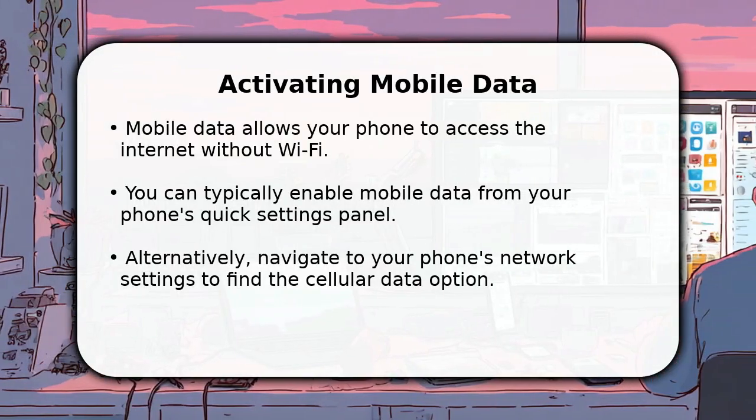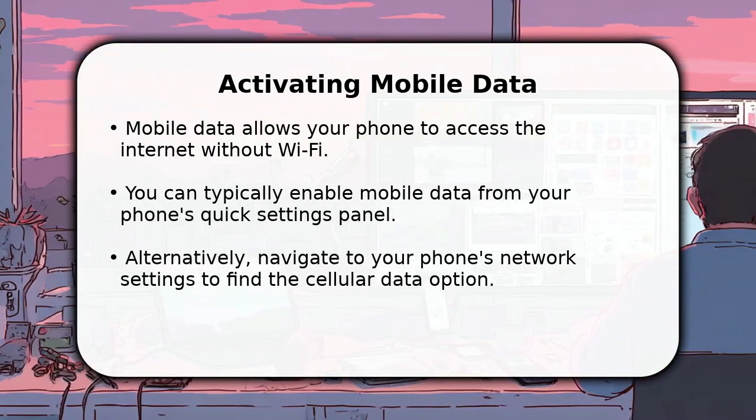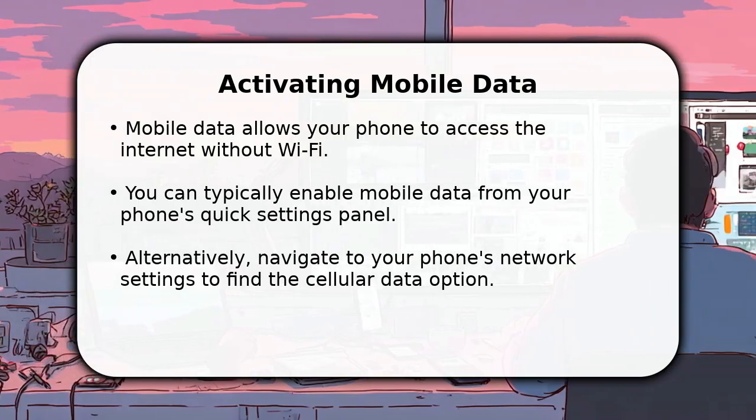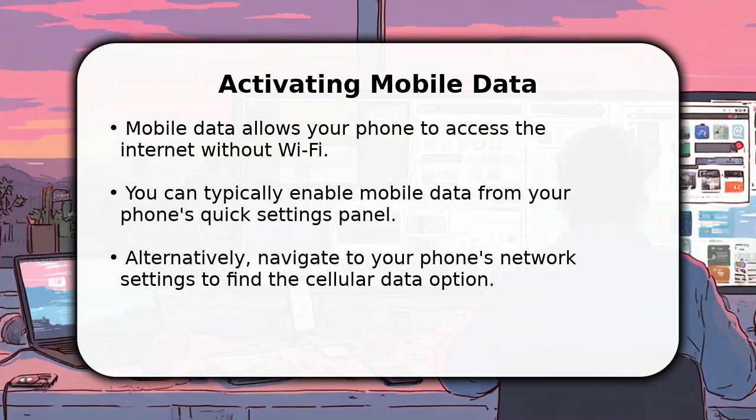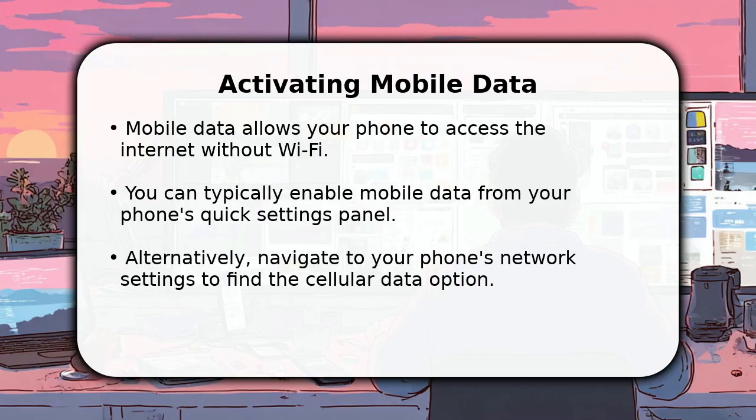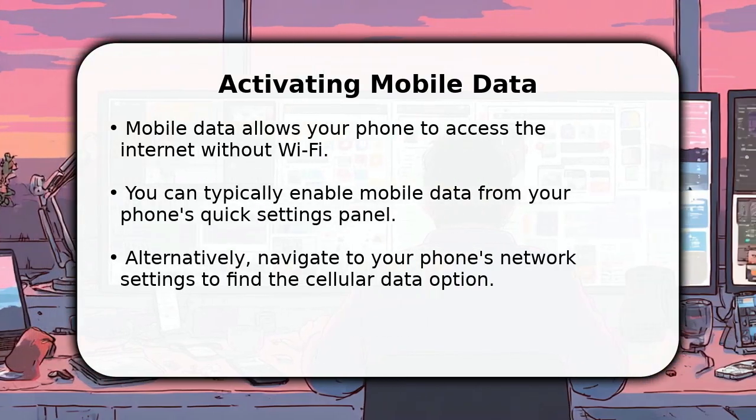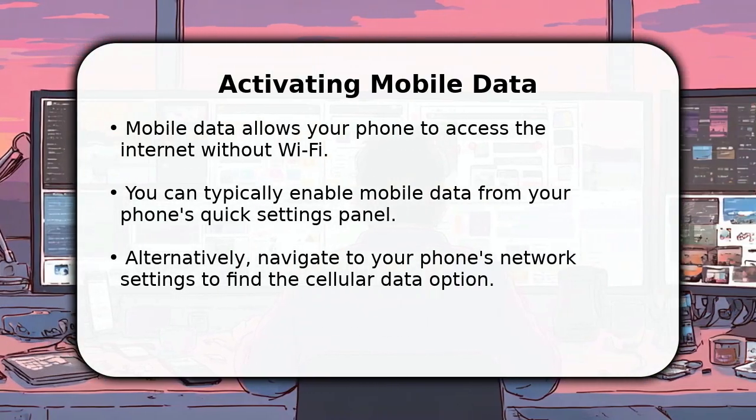Enjoy the video. In this video, I will explain how to use your mobile data. To begin, simply swipe down from the top of your screen to access your quick settings, then locate and tap the mobile data or cellular data icon. If it is already blue or green, it is active.